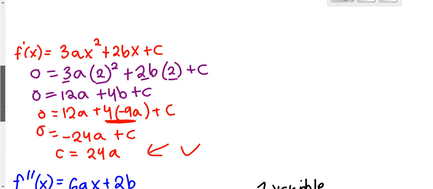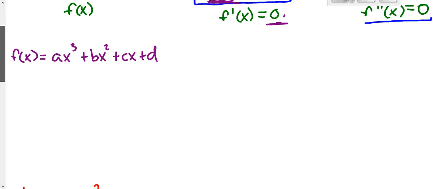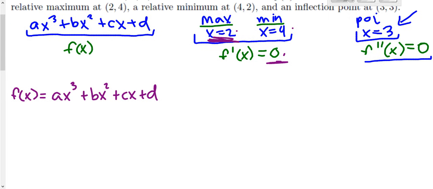There's b, there's c. I need to go to the original to do d. What I know about the original is that if I plug in 2, I'll get 4. If I plug in 4, I'll get 2. If I plug in 3, I'll get 3. That's what those ordered pairs mean. That's where that y value is going to come into play. So I'm going to start with 2 and 4. This will equal 4 when I plug in 2.